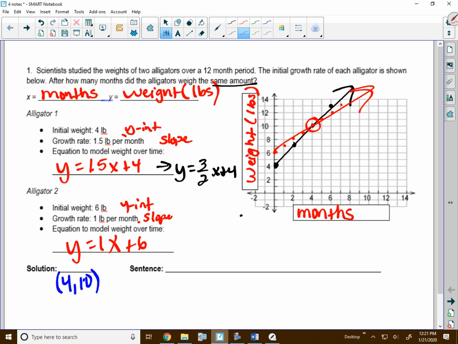All right. Now, I think it's great that we can get that answer, but if you can't interpret it, there's really no point in getting that answer. So, what do you think it means when we get the answer of 4, 10? Okay, remember what we were asked. When will they weigh the same amount?